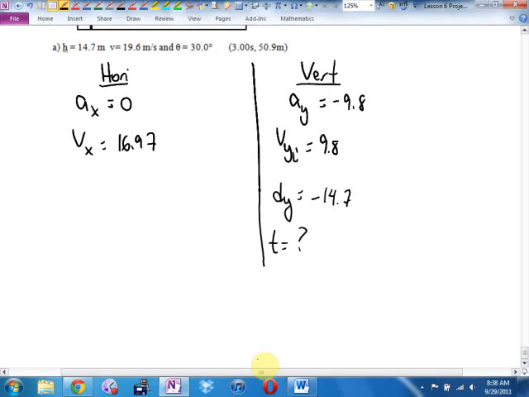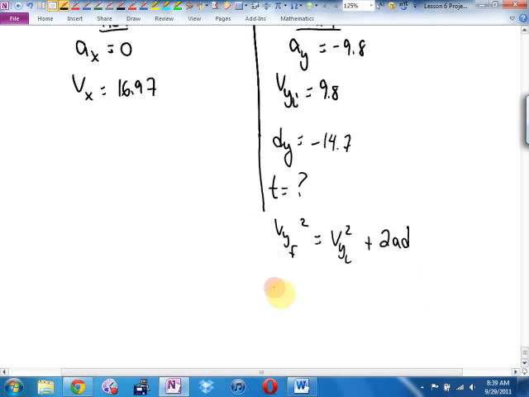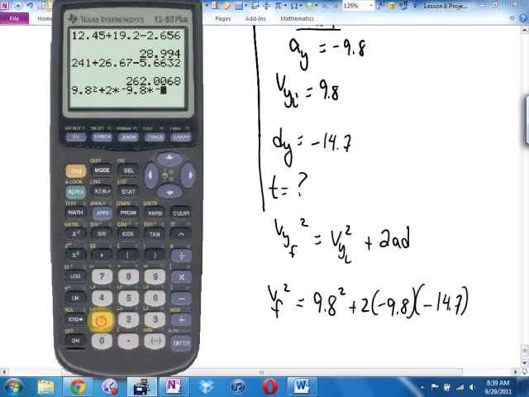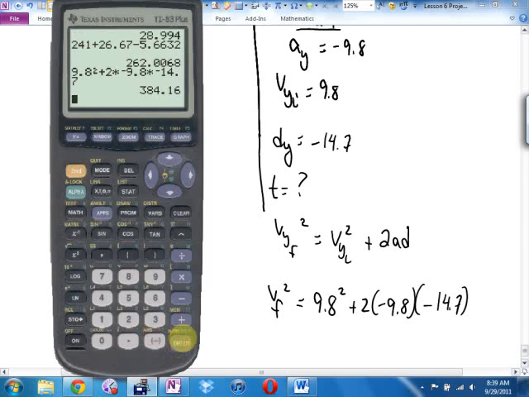Okay, so if I find Vy final, that's going to be Vy final squared equals Vy initial squared plus 2ad. It's going to be V final squared equals 9.8 squared plus 2 times negative 9.8 times negative 14.7. Oh, missed the decimal. 14.7. Square root.